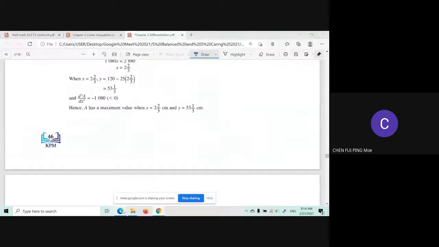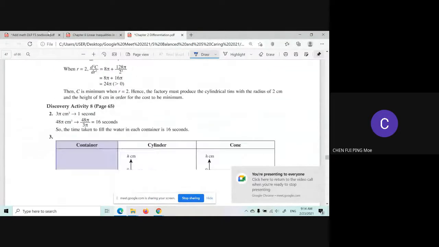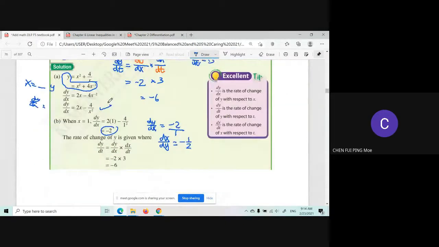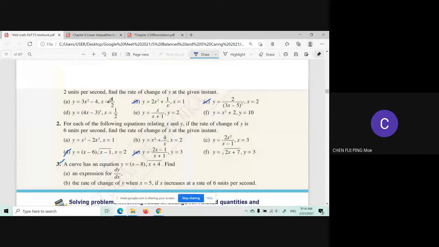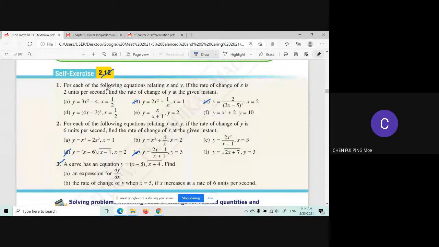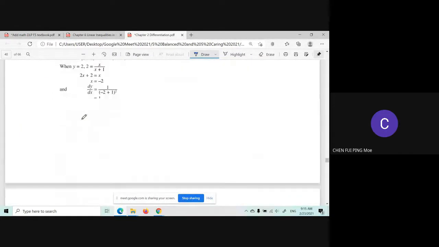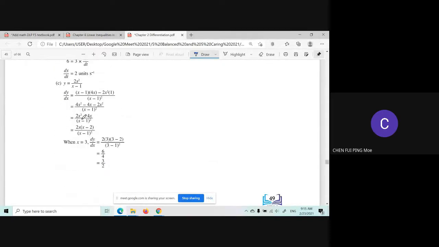I will continue, maybe find one more example for you for rate of change. Just now I asked you to do questions 1 and 2, right? Maybe I choose one of the questions to discuss. Let me discuss question 2C, 2.12, question 2C, this one.